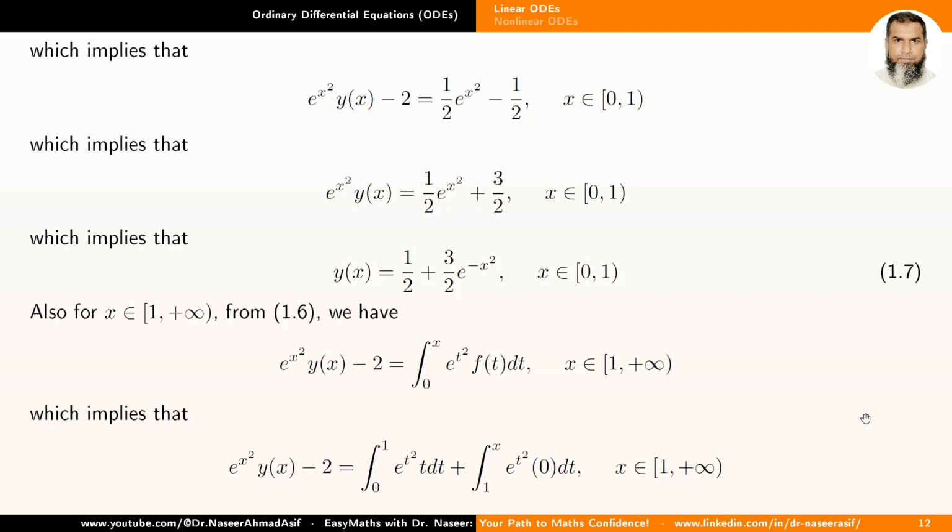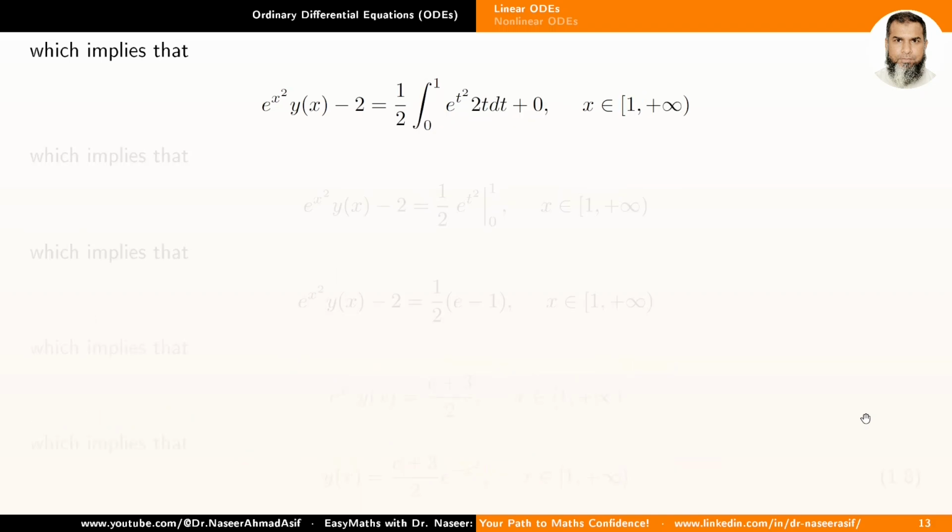So e^{x²} y(x) − 2 = ∫ from 0 to 1 of e^{t²} t dt + ∫ from 1 to x of e^{t²}·0 dt, where x belongs to the closed interval [1, +∞). So e^{x²} y(x) − 2 = 1/2 ∫ from 0 to 1 of e^{t²} 2t dt + 0, where x belongs to [1, +∞).